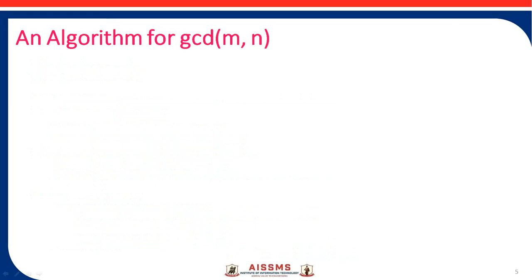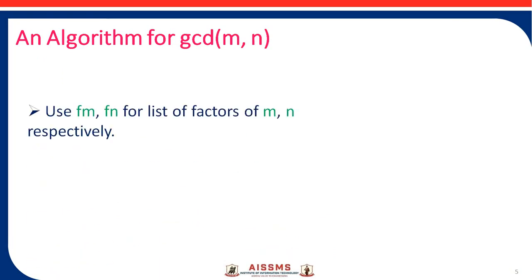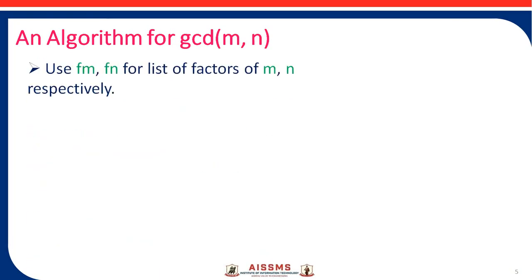Now here is the algorithm for finding the GCD of M and N. So we know what are the computational steps we have to follow. Now we are going to write an algorithm. An algorithm is a stepwise representation of your problem. So in the first step, we have to use some lists. I'll call them FM and FN. So FM is the list of factors of M and FN is the list of factors of N.